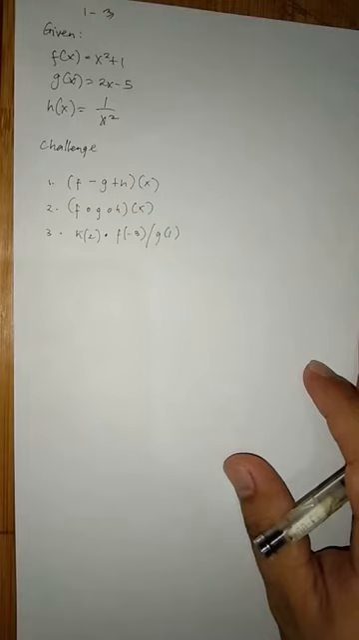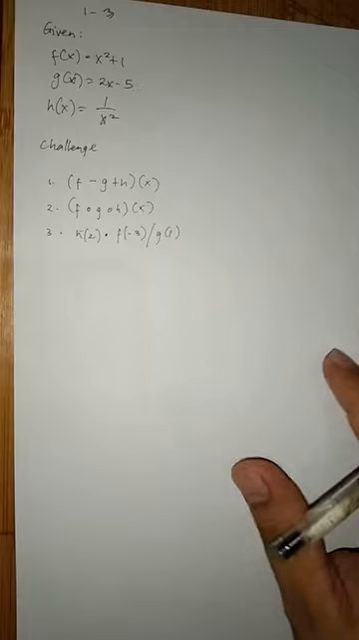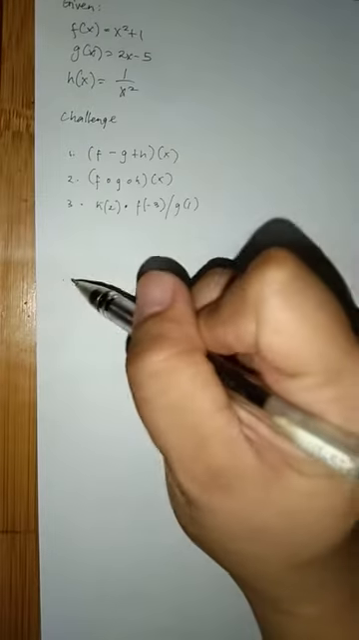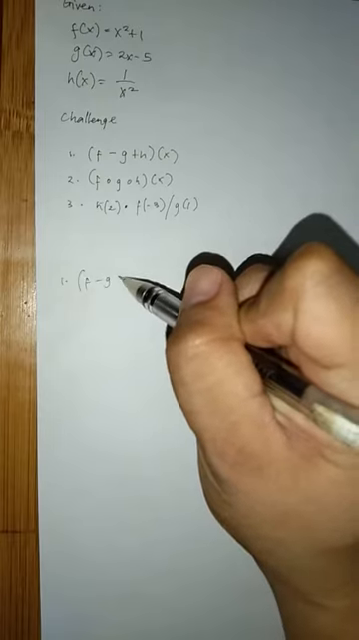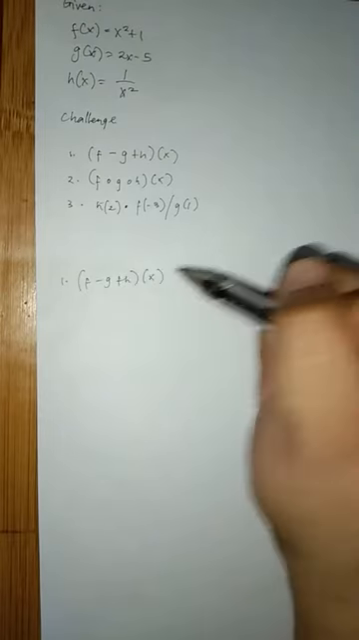Number 1, f minus g plus h of x. Number 2 is f following g following h of x. And number 3 is h of 2 times f of negative 3 divided by g of 1. So let's start off by solving number 1. So that is f minus g plus h of x.